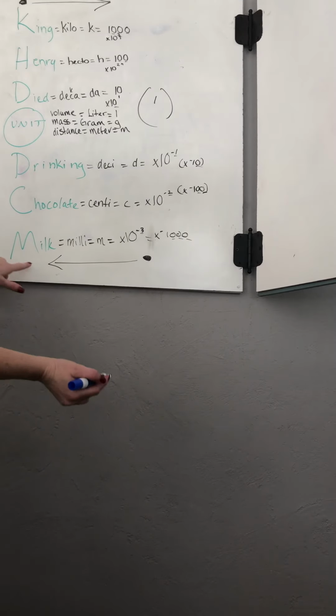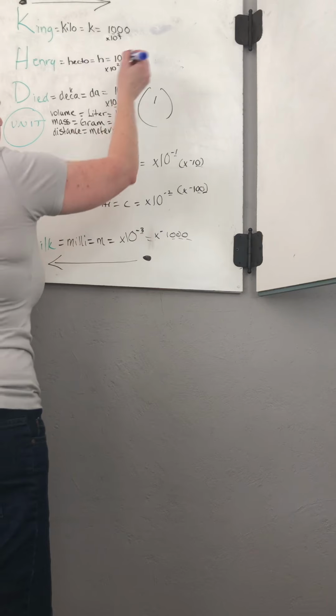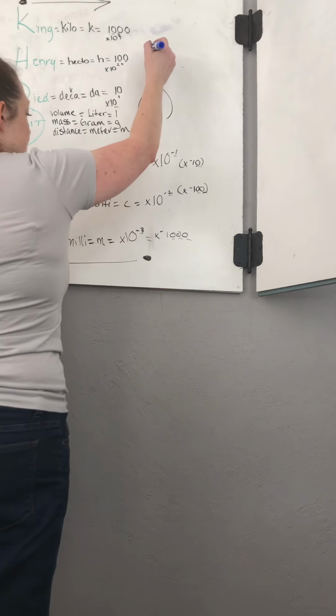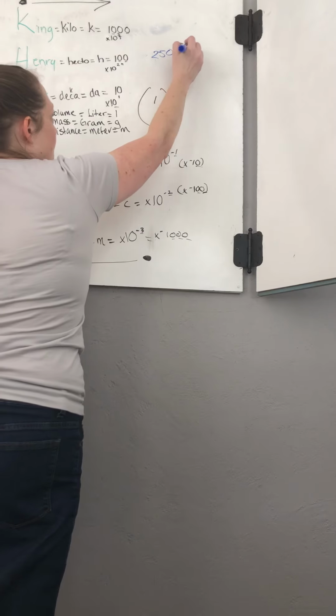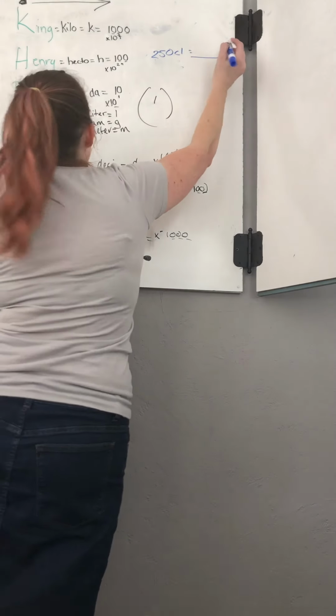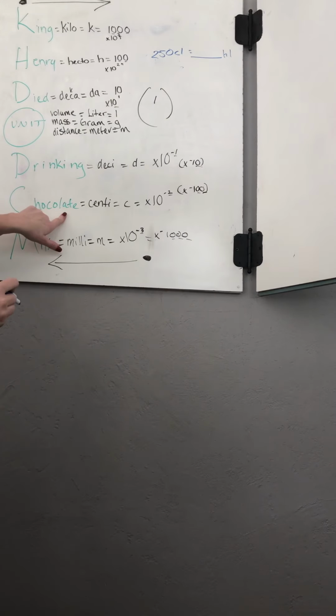All right, so if you want to convert, let's say we want to do 250 centiliters, and we want to know how many hectoliters. You start here, okay, and you go 1, 2, 3, 4.